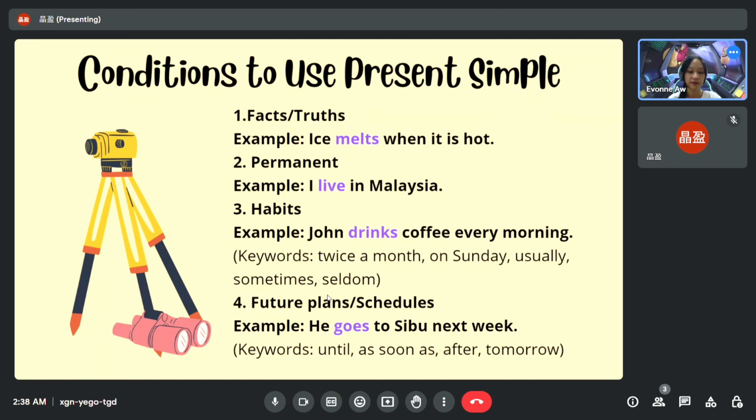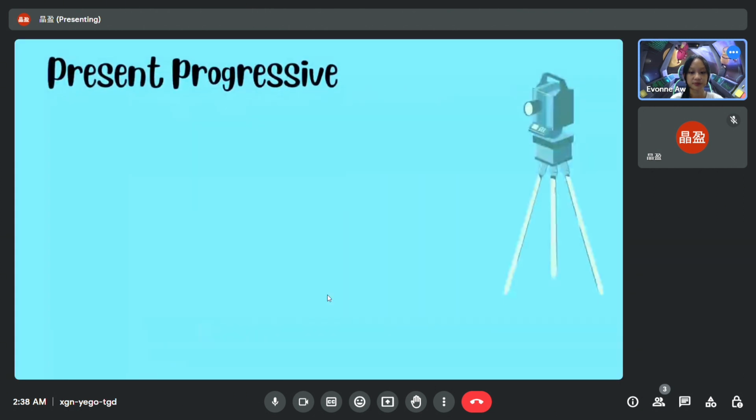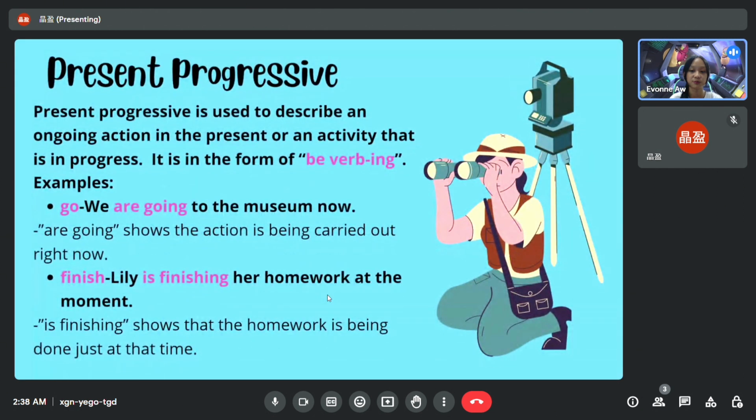The fourth is future plans or schedules. For example, he goes to Cebu next week. Same as habits, this condition can also be identified by using keywords such as until, as soon as, after, and tomorrow. The next one is present progressive. Present progressive is used to describe an ongoing action in the present or an activity that is in progress.